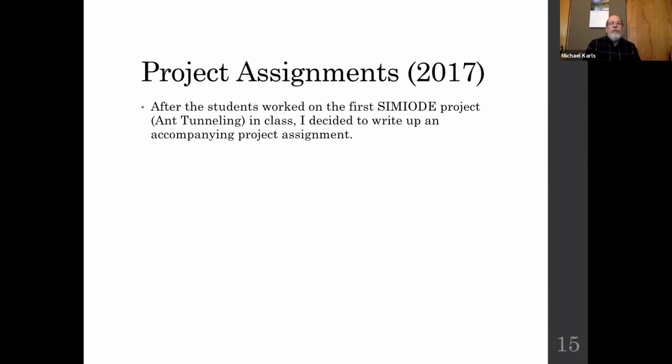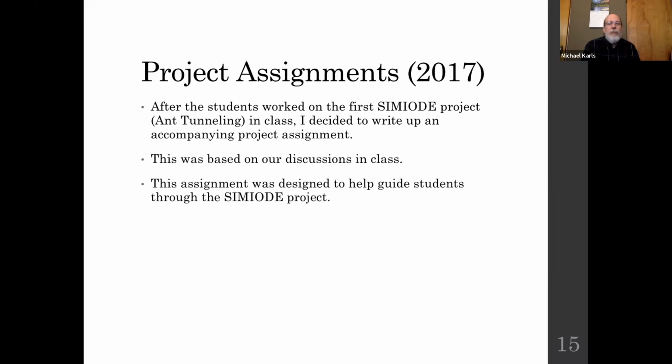After the first Simio project, the ant tunneling project, we did that in class and talked about it, and I decided to write up an accompanying project assignment. This was based on our discussions in class. The project was designed to help guide students through the Simio project. The material highlighted in red was done in person in a classroom.